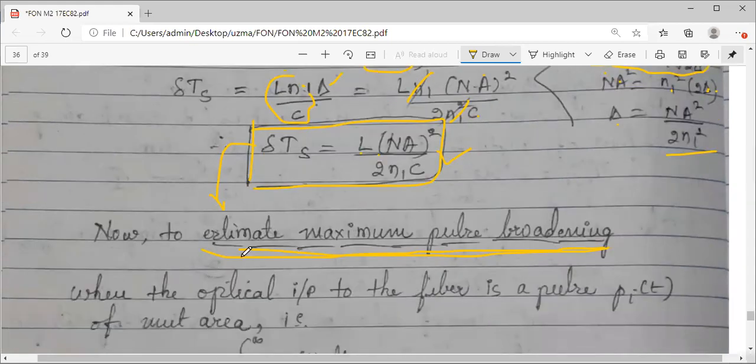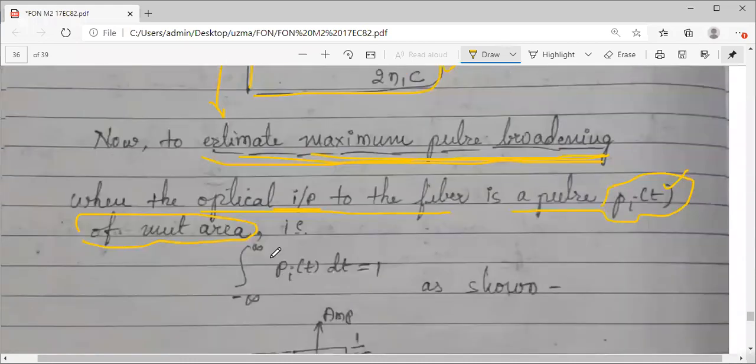Now, in order to analyze the pulse broadening, I will assume that the input pulse which is propagating through the optical fiber is nothing but a pulse, say Pi of t. It is a variable of time, and it has unit area. You might have studied this in signals also, as well as in integrations, area under the curve. So we are considering the optical input coming from LED and laser, that input is a pulse Pi of t of unit area, that is, area under the curve is unity.